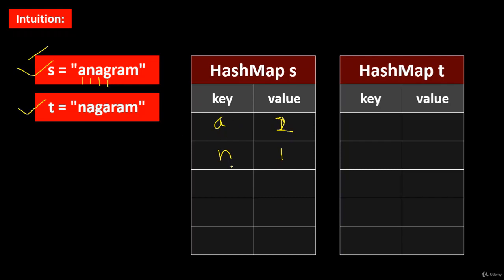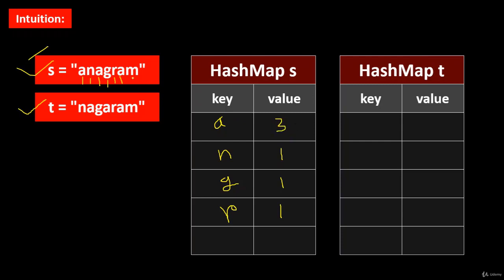Z does not exist in this hash map, so let's add it as key and as value 1. Then we have r. R does not exist in this hash map, so let's add r and as value 1. Then we have a. A already exists, so let's increase the value of a. So 2 is now 3.